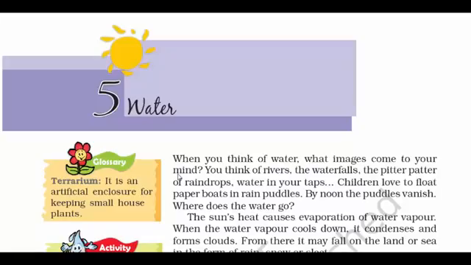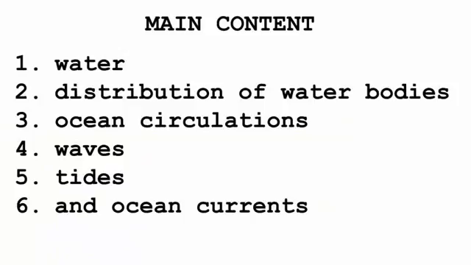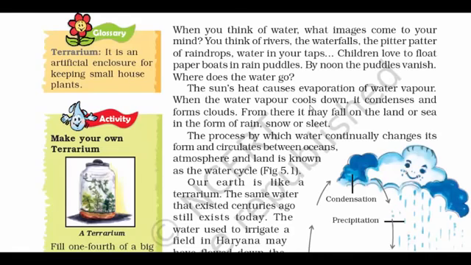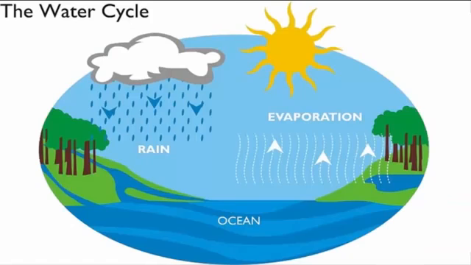Chapter 5, Water. In this chapter, we will read about water, distribution of water bodies, ocean circulations, waves, tides, and ocean currents. In the first page, we will read about evaporation. It is a process by which water is converted into water vapor with the sun's heat. And when the water vapor cools down, it forms cloud. And later on, it may fall on the land or sea in the form of rain.